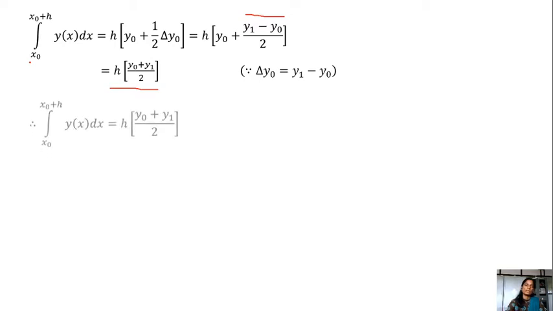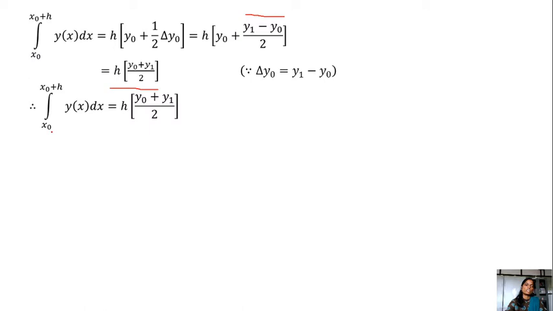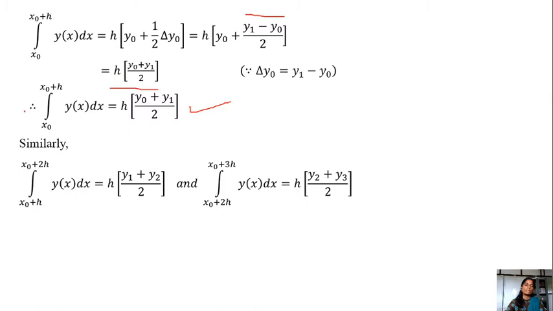Therefore you will get integration x naught to x naught plus h y dx is h outside, y naught, the respective value of f at the lower limit, that is y0, and the value of f at the upper limit is y1. So h times y0 plus y1 divided by 2. Now similarly, the next interval will be x0 plus h to x0 plus twice h, y dx.